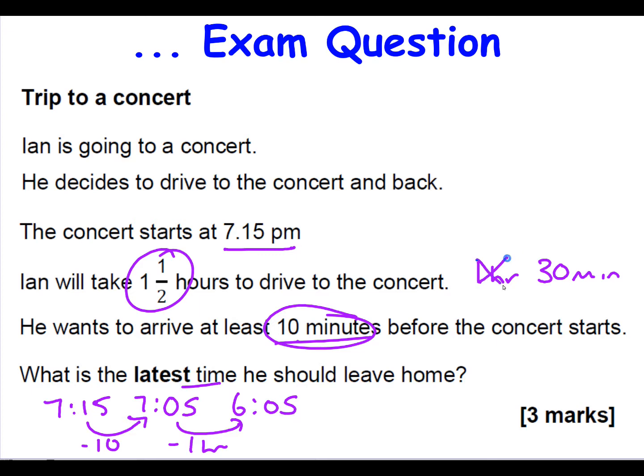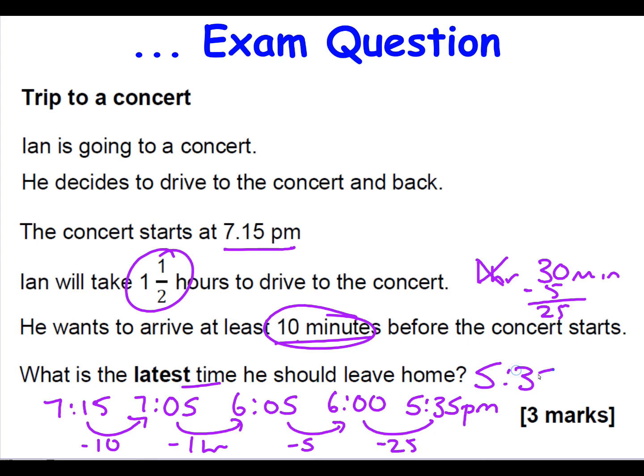Now we've got the 30 minutes to deal with. Let's just take off 5 minutes to make it a nice round 6 o'clock, leaving 25 minutes that we need to take off the 6 o'clock. So that's 5:35 p.m. So the latest time he can leave home is 5:35, and don't forget to put it in the format they've been using, which is p.m. And that's worth 3 marks.